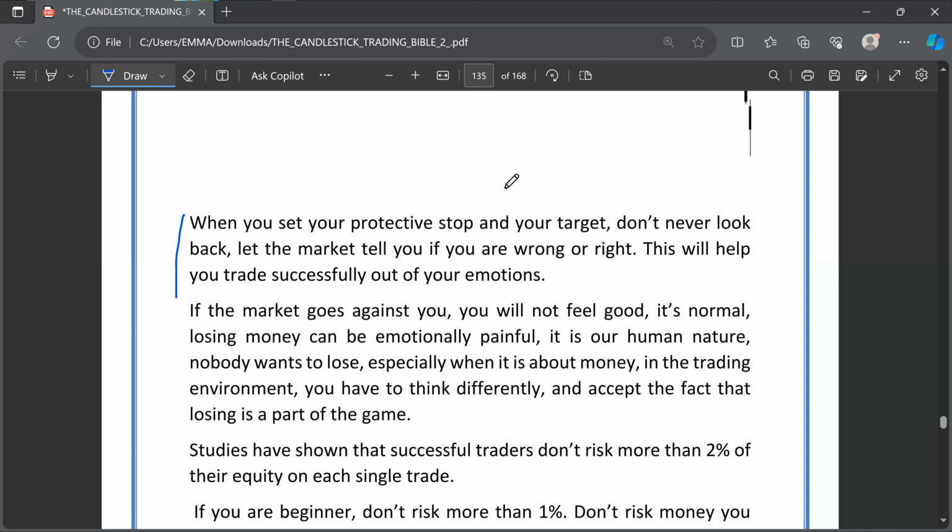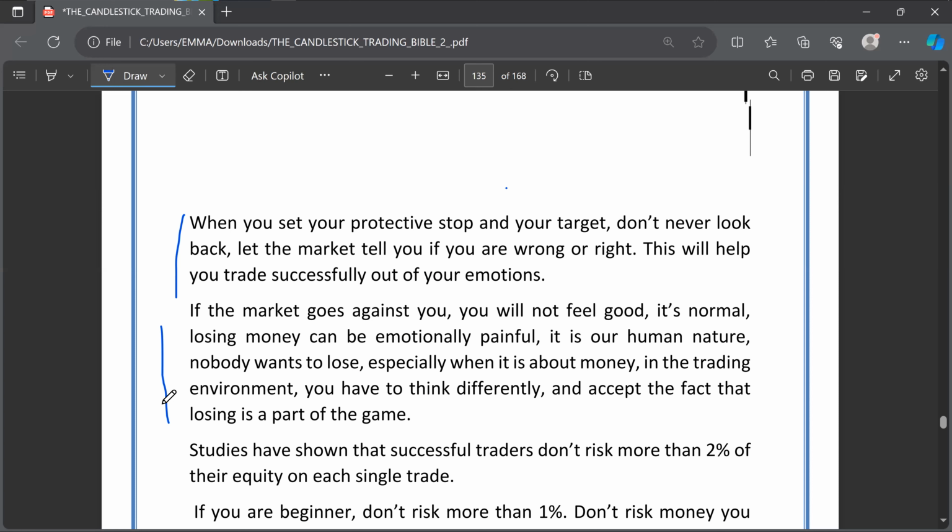So in order to stay away from this, you should put in proper risk management technique before you enter a trade. It is as simple as that. Now, if the market goes against you, you will not feel good. It is normal. Losing money can be emotionally painful. It is human nature, right? Nobody wants to lose, especially when it is about money.